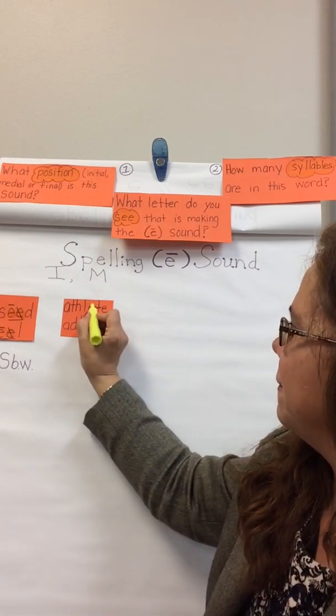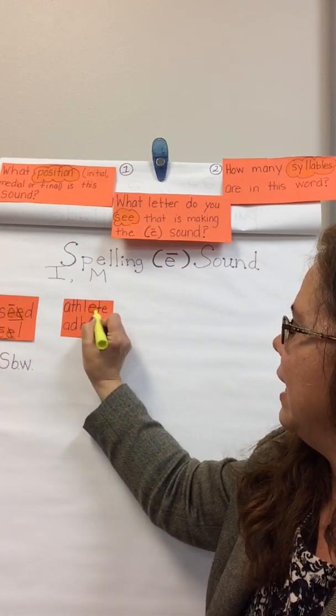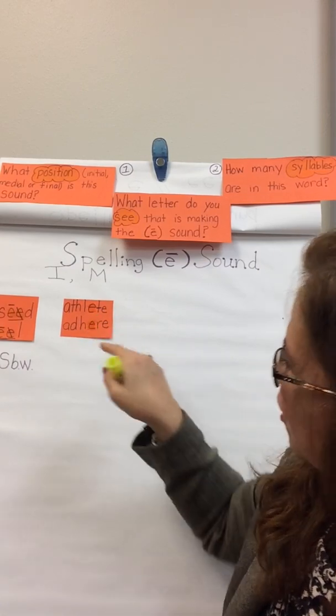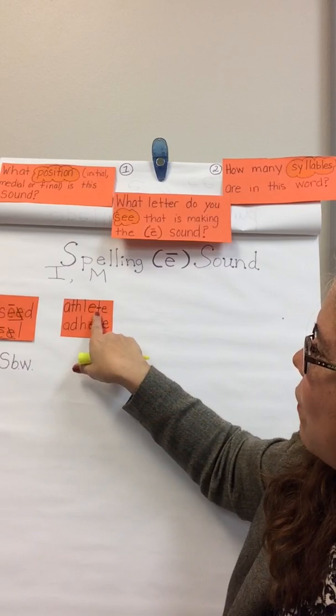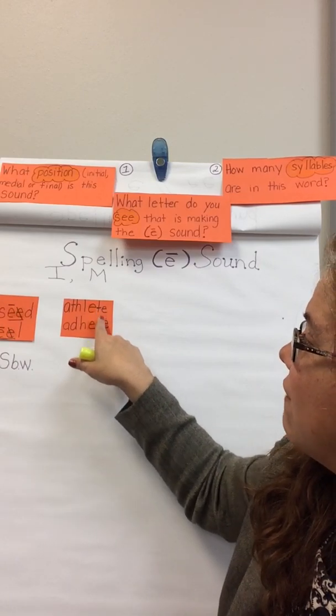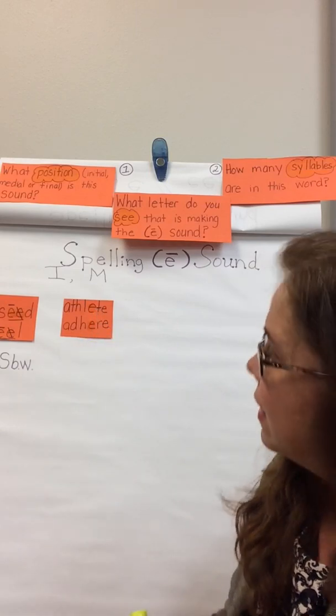Let me highlight it. E. We hear that E. And look, we're hearing it right before a consonant. It's not at the end. It's not in the final position because it's right before that final consonant sound.